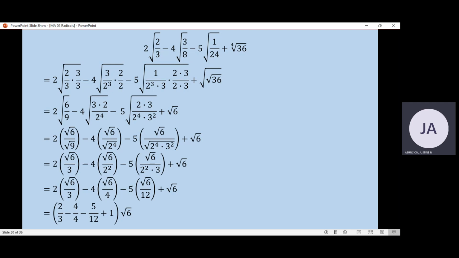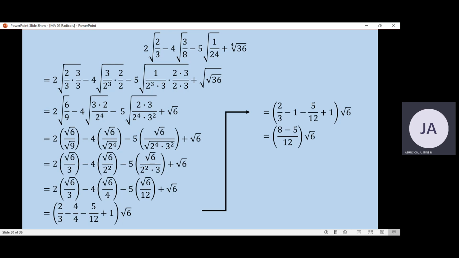Okay, then let's have the common factor here, which is square root of 6, right? We have the square root of 6 here. So 2 thirds minus 4 over 4 minus 5 over 12 plus 1 times the square root of 6. So let's simplify inside the parentheses, which is 4 over 4 is just simply 1, right? So negative 1 plus 1, that's 0. So 2 thirds minus 5 over 12. So LCD, which is 12.